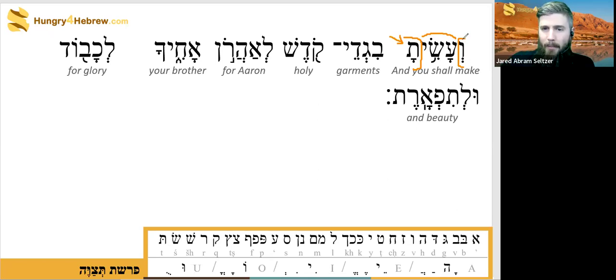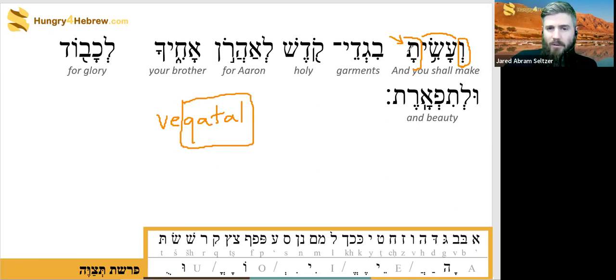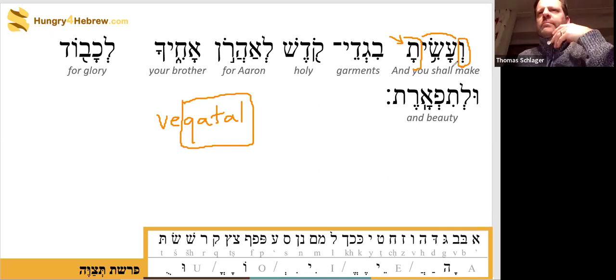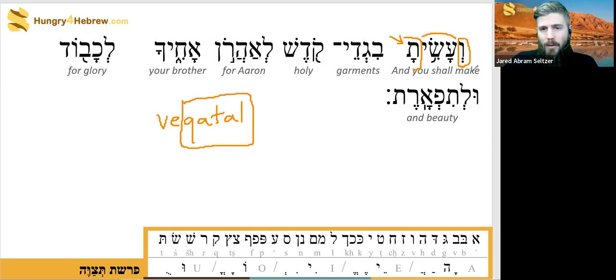What happened? The vav at the front, exactly. The vav at the front is a vekatal vav. Now, vekatal is a word that we use to describe an entire class of verbs. They are verbs that have a katal suffix, like this one. But the ve at the front flips the tense. Katal is usually some sort of completed action or past tense. Adding a vav to it flips it. Okay. So it's translated, and you shall do or make.